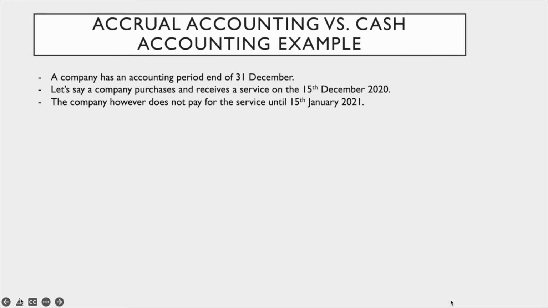So in this example, a company has an accounting period end of 31 December. That is, they prepare accounts every year for the period 1st of January to 31st of December. That is their accounting period. Let's say a company purchases and receives a service on the 15th of December 2020. So that is within the year ending 31 December 2020. In terms of when that service is paid for, in this example, there are 30-day credit terms. Those 30-day credit terms would take us into 15th of January 2021. So the cash impact doesn't happen until the next accounting period.